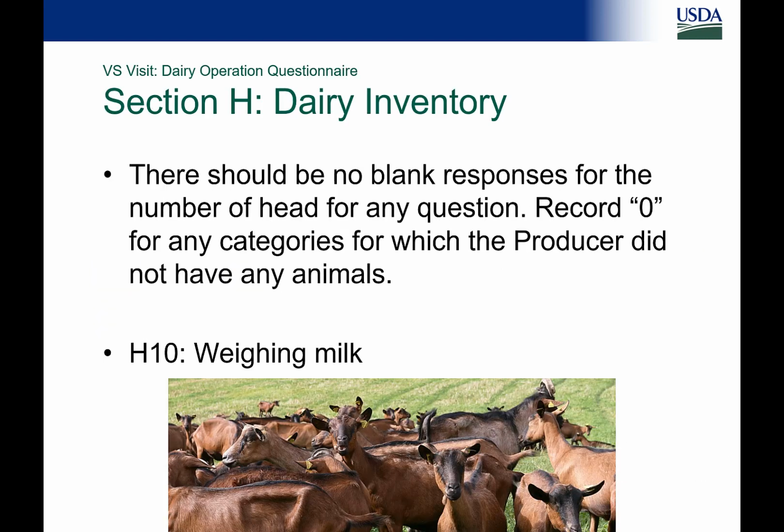There should be no blank responses for the number of head for any question. Record 0 for any categories for which the producer did not have any of the animals present. So that'll be for 2 through 9.